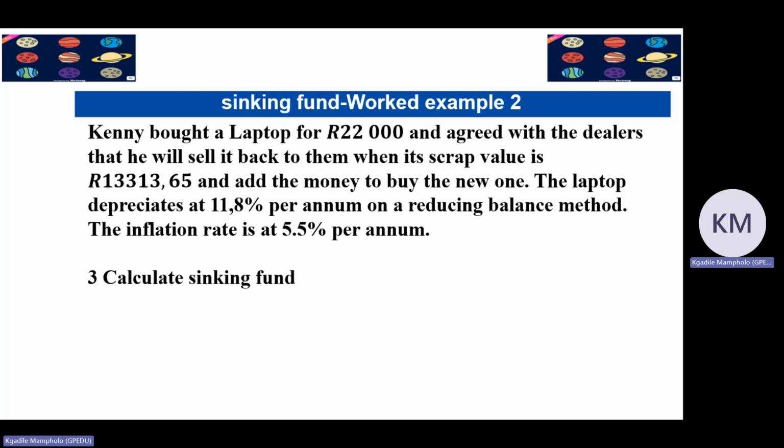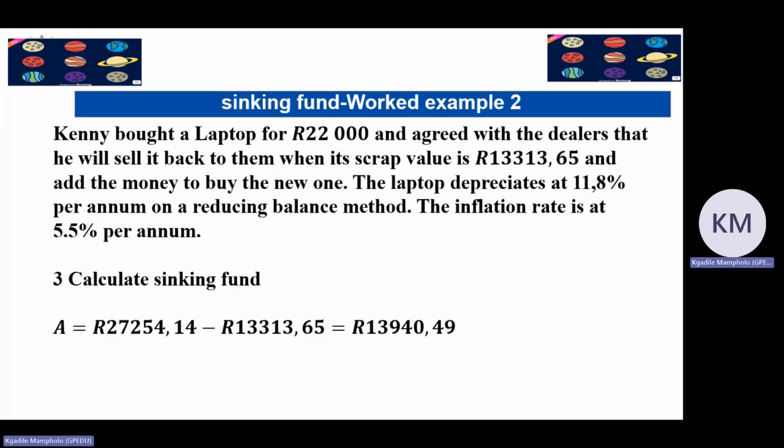Calculate the sinking fund. As you said, it is the price of the new asset minus the price of the old asset. It means if Kenny wants to buy the same new laptop, you'll have to add the 18,940 rand 49 cents on top. Remember, I will sell the old one, we'll trade the old one in, and then add the money to buy the new laptop.